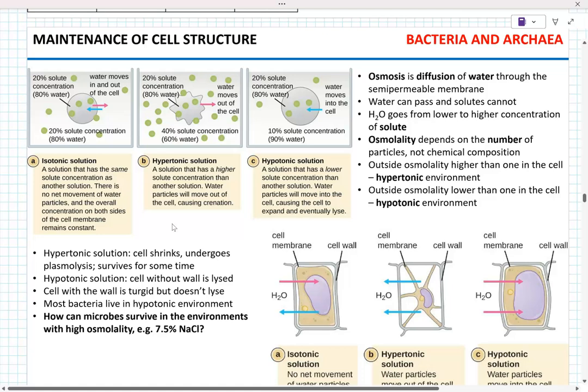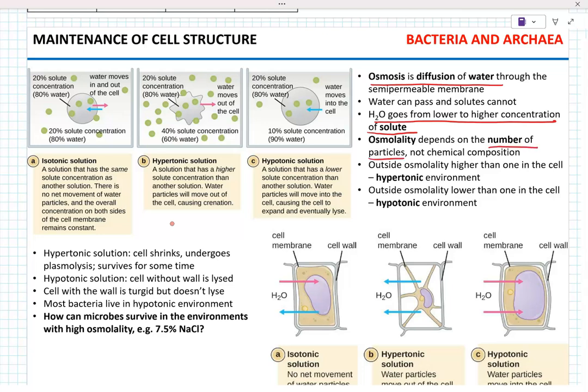Now, how do cells maintain their cell structure? Well, here we're talking about osmosis. So first of all, what is osmosis? Osmosis is a diffusion of water towards the higher solute concentrations. Notice that we're not talking about the concentration of any specific solute. We're talking about the total concentration of everything, which is called osmolality, which depends on the number of solute particles, but not the exact chemical nature.